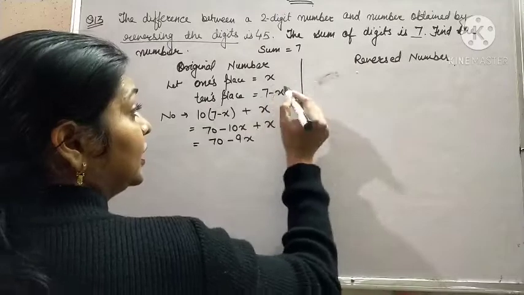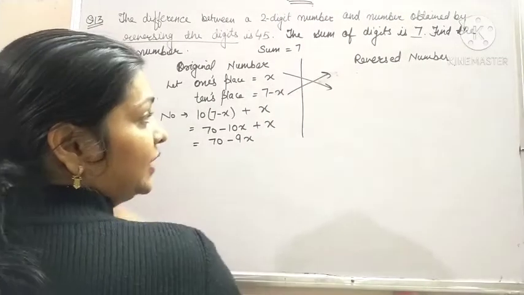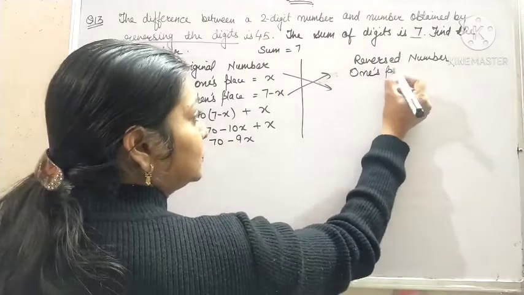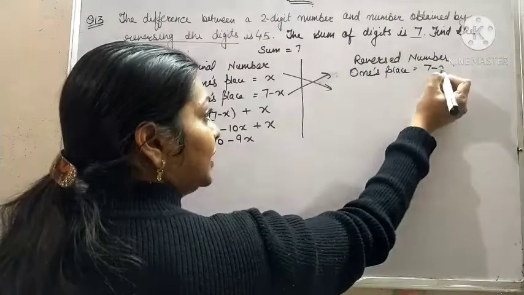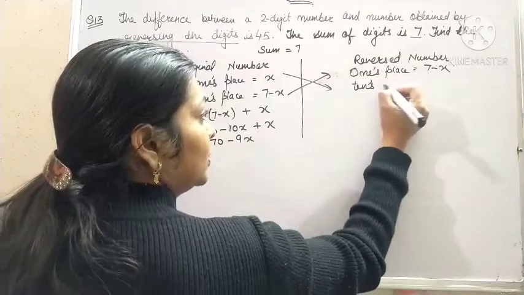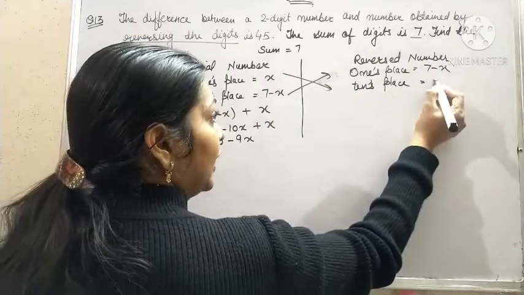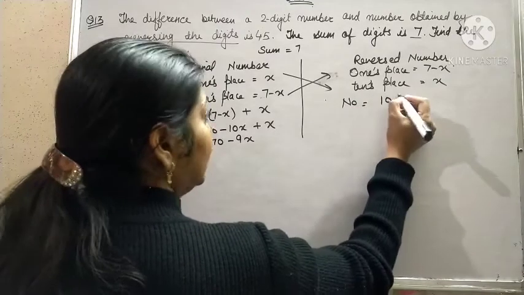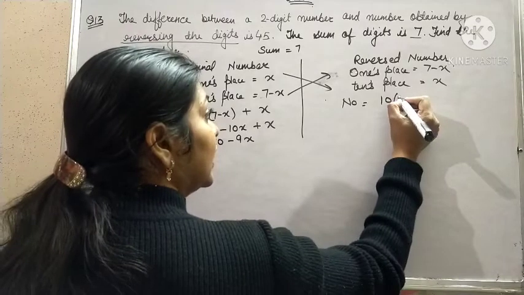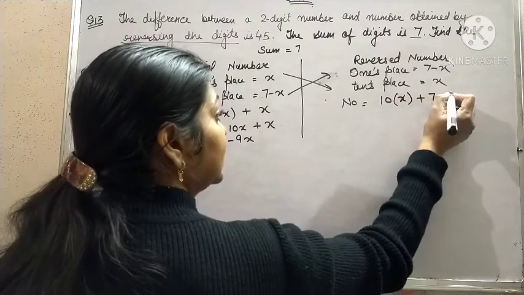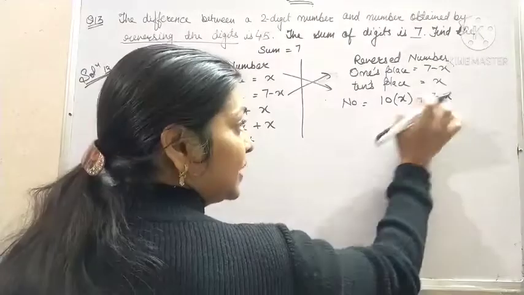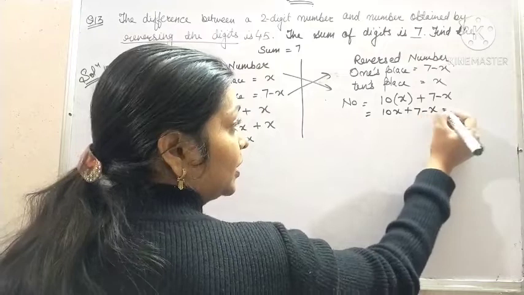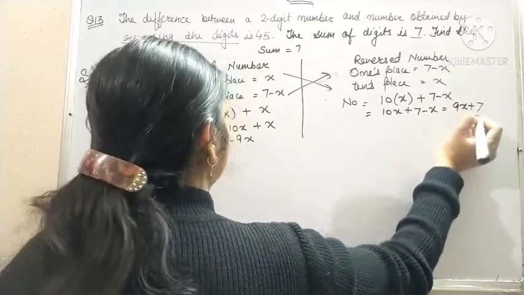Here tens place will become ones place and ones place will become tens place. So ones place will be equal to 7 minus x and tens place will be equal to x. Now the number is 10 into x plus 7 minus x. Multiply tens place by 10 and add ones place to it. Now this is equal to 9x plus 7.